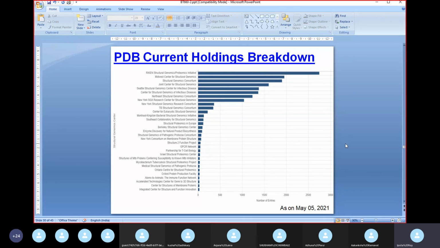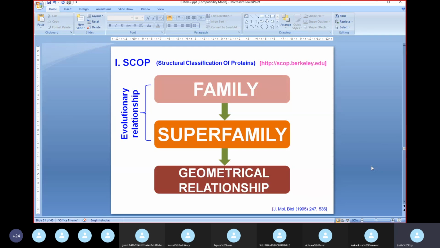These are some of the consortia which usually determine protein structures. Riken in Japan, otherwise also a very strong biology group, has the most structures reported in the PDB database, and then we have other consortia also. These are usually different labs working in different places, which are part of a consortium, which finally propose the structure.